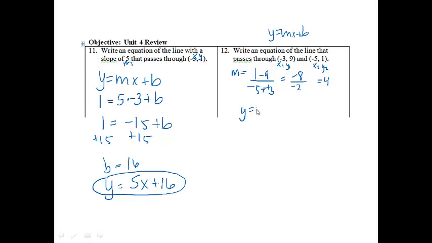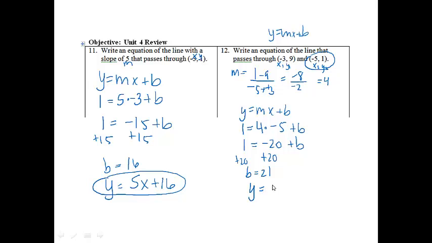So now I'm going to write y equals mx plus b. I need to use one of these points. I think I'll use this one right here. So my y value I have labeled as 1. My m I just found out was 4. The x value I have labeled as negative 5, plus b, and we'll be solving for b. So I'll get 1 equals 4 times negative 5 is negative 20 plus b. To get rid of negative 20, we'll add 20 to both sides. So b is equal to 21. So now I have y equals, my m again was 4, 4x plus my b, which was 21.